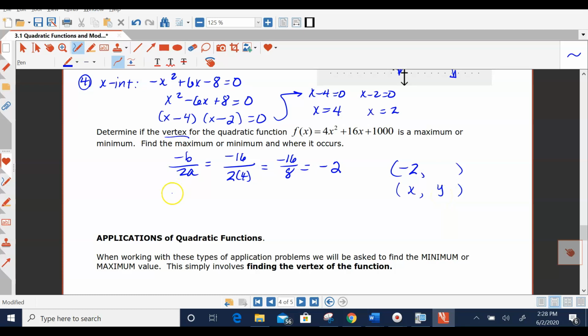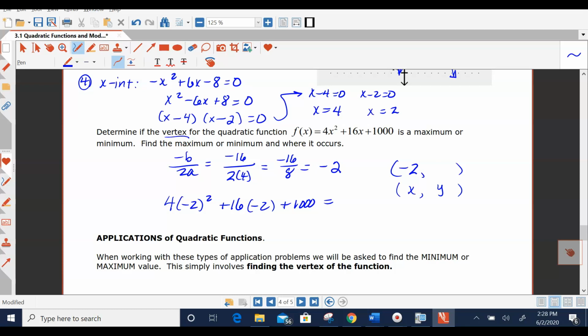So I'm going to plug in the -2. 4 times -2 squared plus 16 times -2 plus 1,000. That's going to give me my y coordinate. And that tells me exactly where the vertex occurs.